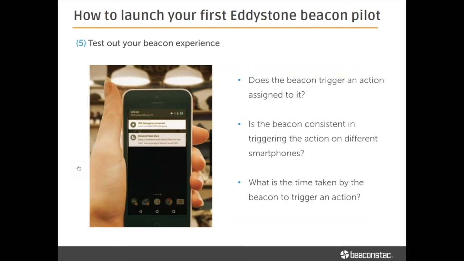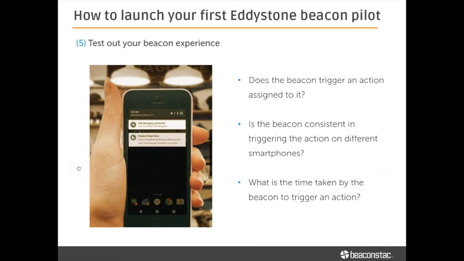Once you've set up your Eddystone campaign, the next step is to check out the Beacon experience. A few things you need to keep in mind while checking it out: you need to check if the Beacon triggers exactly the action that is assigned to it. This is very critical because there are instances where, when a user enters a Beacon range, the Beacon might fail to trigger if you enter at a certain angle.